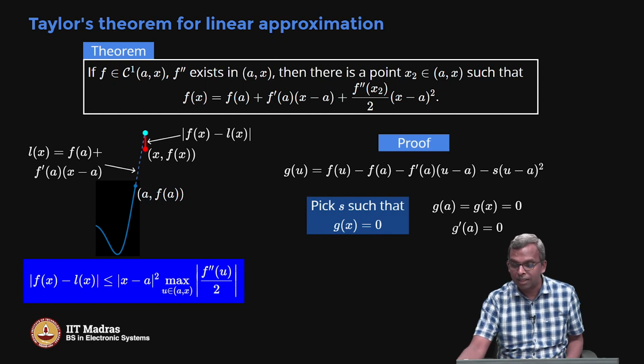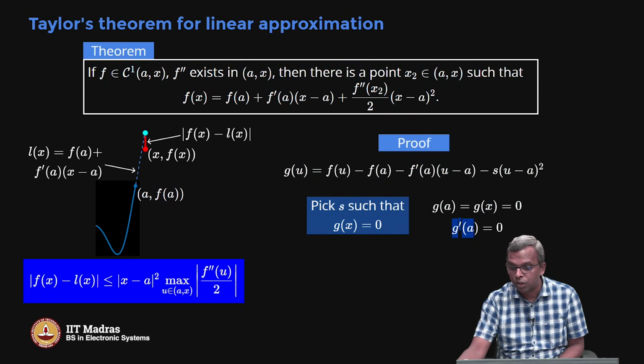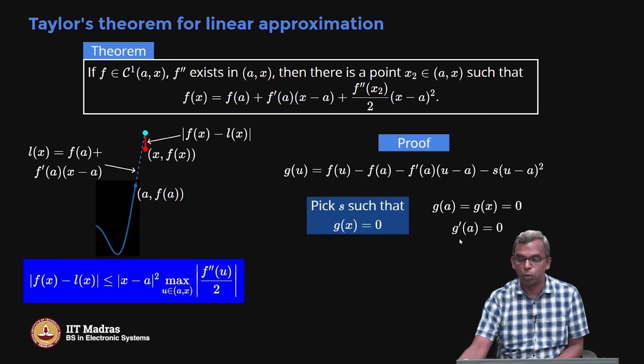Okay. So, check this. I will leave this as an exercise. This showing that g prime of a equal to 0 is an exercise. Try it. It's quite easy. You will get this proof. So, g satisfies all these conditions.